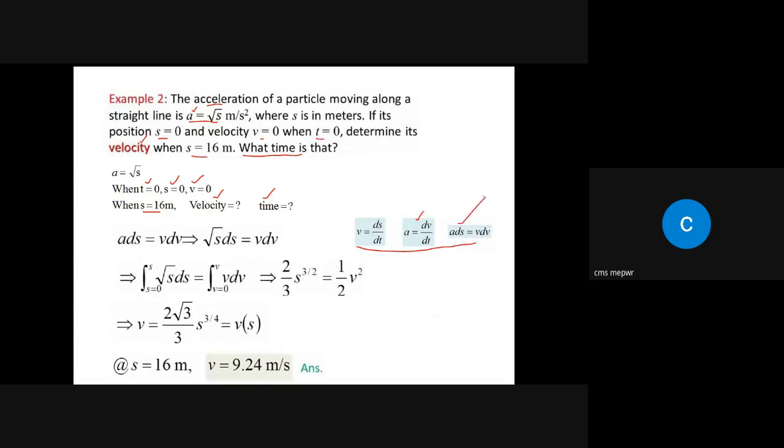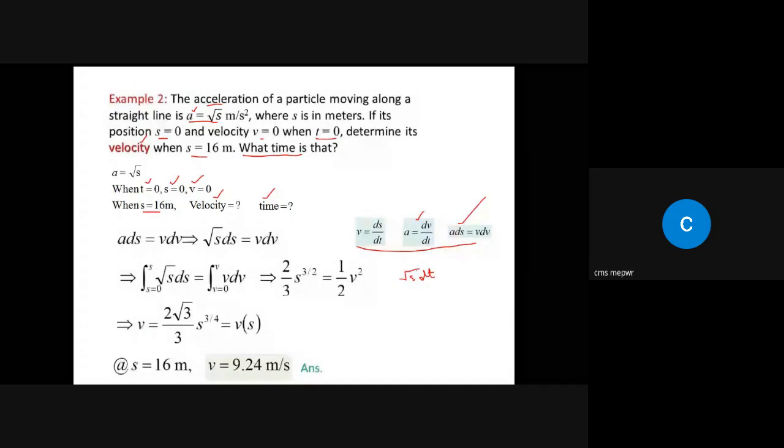In these two we have to use one. If I use this one and put a as square root s, dt, then I will get limits with respect to time. I have just one time limit and I don't have the other time limit, and I also don't have the value of s. So both are unknown. Let's try another equation.